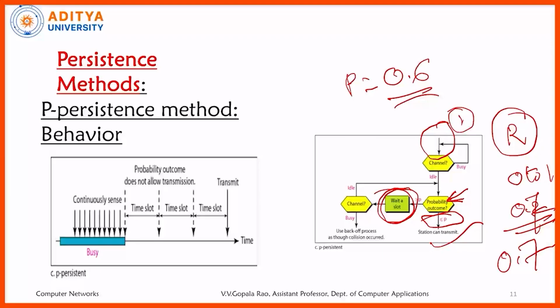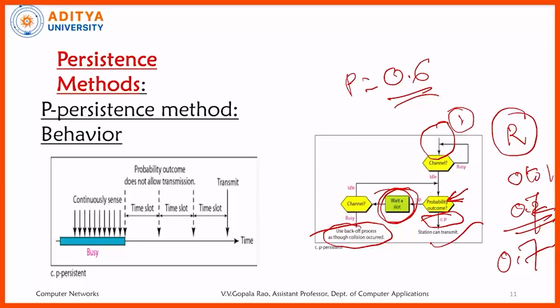Then after that, again we allow the station to sense the channel. Again you may get one response. It may be idle or it may be busy. Suppose still after waiting some time the channel is giving the response busy, then you have to follow the back off process.